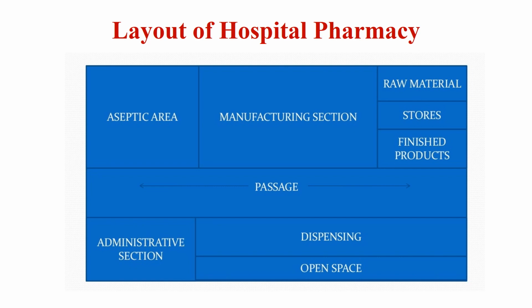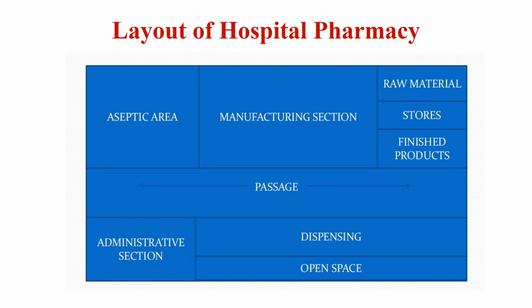There is the aseptic area, manufacturing section, raw material stores, finished products, passage, administrative section, dispensing and open space. The aseptic area is used to prevent contamination of an object by microorganisms. This is extremely important in preparing all IV medications.